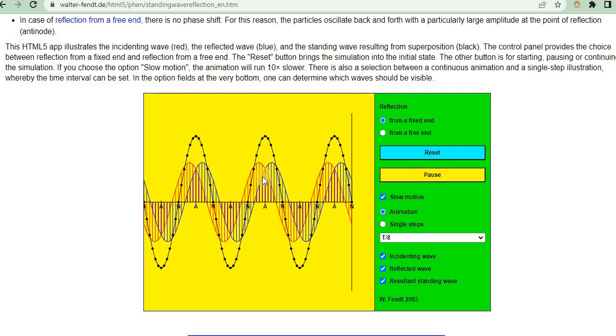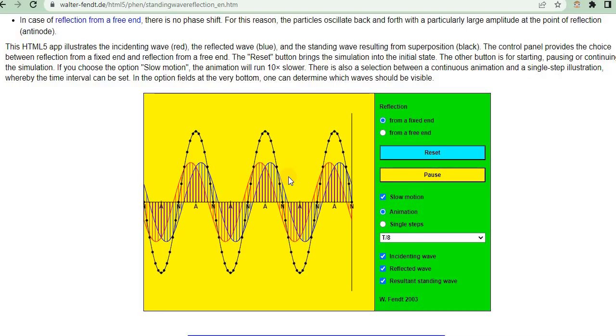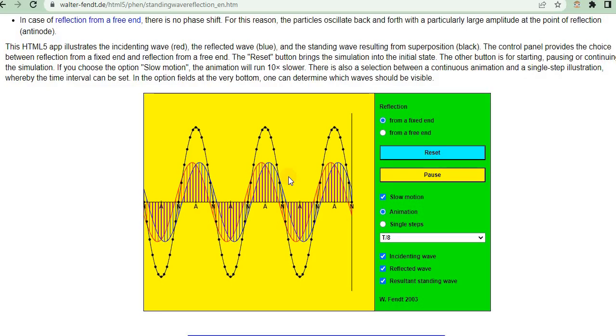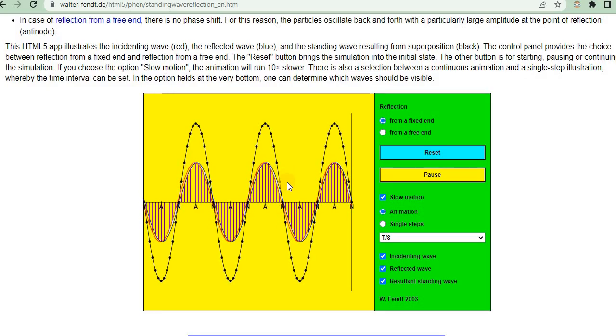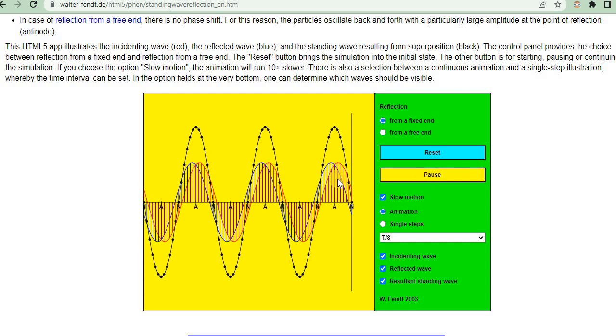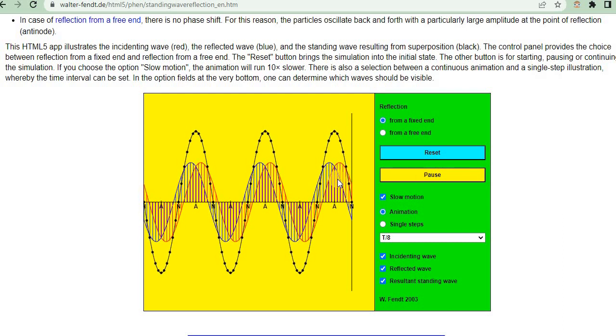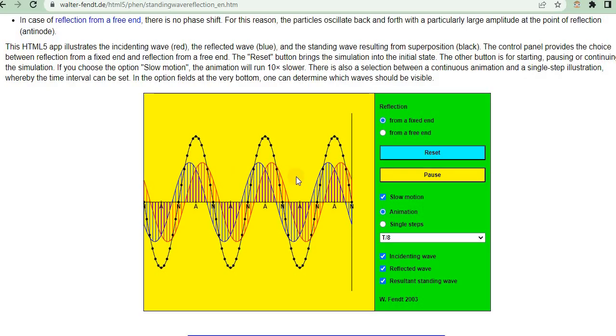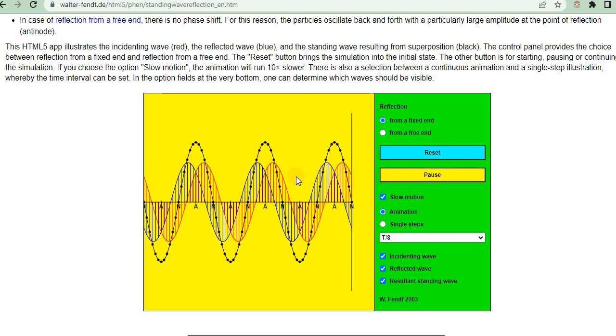So the red wave is moving to the right. Sorry, the blue wave is moving to the left. You can see what happens. See, now they are moving apart. One is moving to the left, the other one is moving to the right.